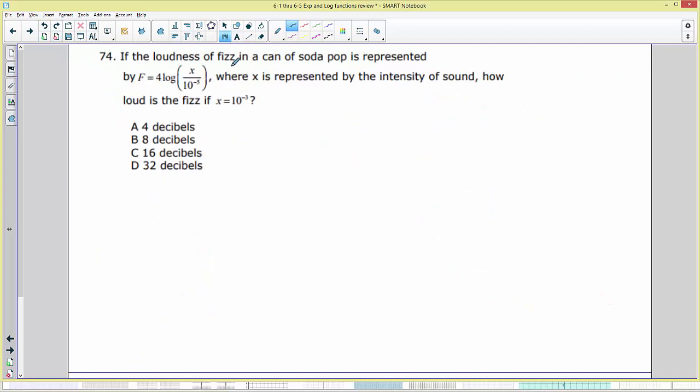Okay, this is a word problem. If the loudness of fizz in a can of soda pop is represented by this log function, where x is represented by the intensity of sound, how loud is the fizz? In other words, what is F when x is equal to 10 to the negative third? So this is just a plug-in problem, but it's utilizing our log properties. So it's 4 log, big parentheses, 10 to the minus 3 is x over 10 to the minus 5.